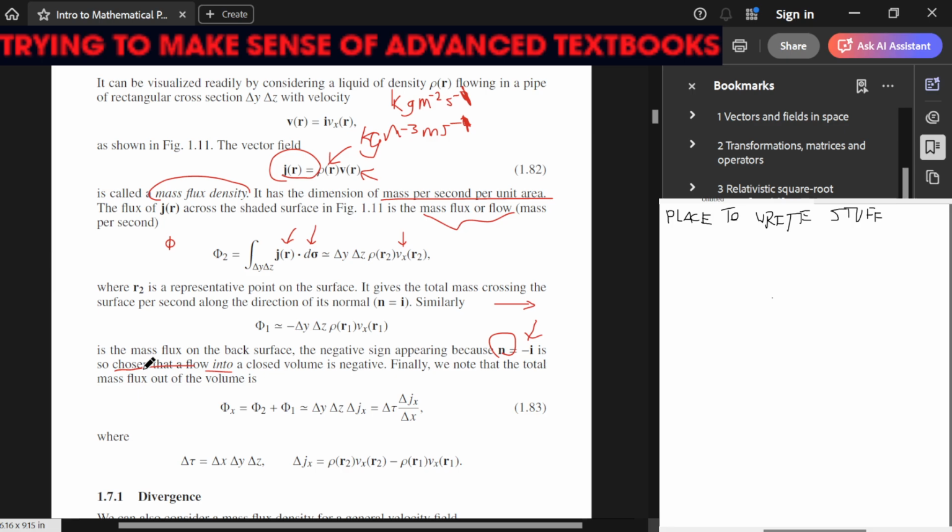Finally, we note that the total mass flux out of the volume, so net flux, equals the flux going out plus the flux going in, if that is the correct term, which is delta J of x, delta y, delta z. So this plus this supposedly gives this.